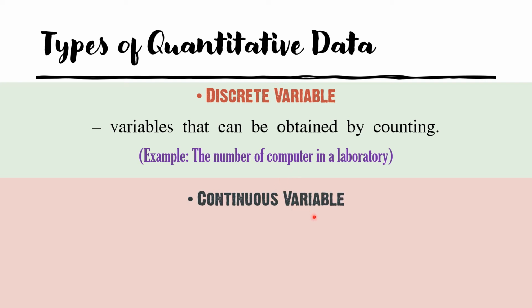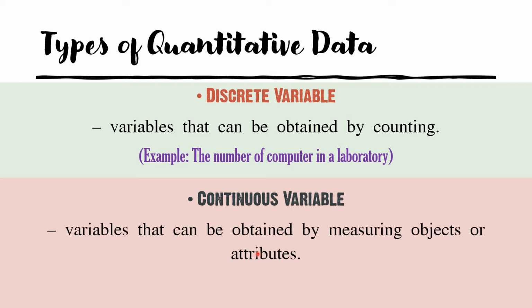Next, we have continuous variable. These are variables that can be obtained by measuring objects or attributes. So we cannot count this, because we are just going to measure these things using some tools. Examples: weight, temperature, and area. For weight, we're just using a weighing scale. For the temperature, we're just using some tools for this, right? Okay, so these are the types of quantitative data.